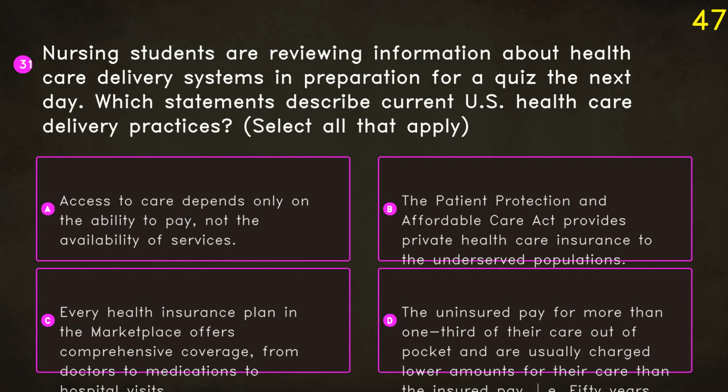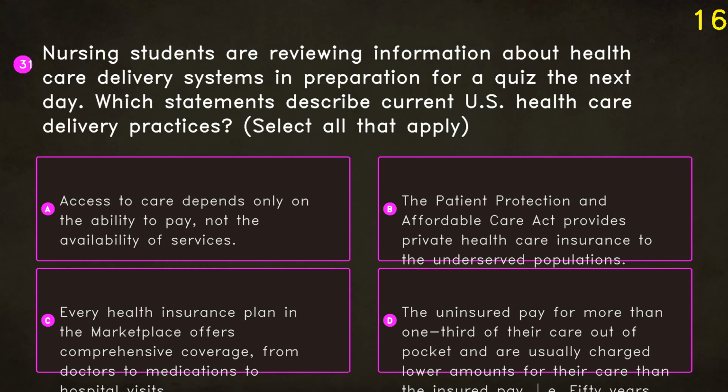Question 31. Nursing students are reviewing information about healthcare delivery systems in preparation for a quiz the next day. Which statements describe current U.S. healthcare delivery practices? Select all that apply. A. Access to care depends only on the ability to pay, not the availability of services. B. The Patient Protection and Affordable Care Act provides private health care insurance to the underserved populations. C. Every health insurance plan in the marketplace offers comprehensive coverage, from doctors to medications to hospital visits.